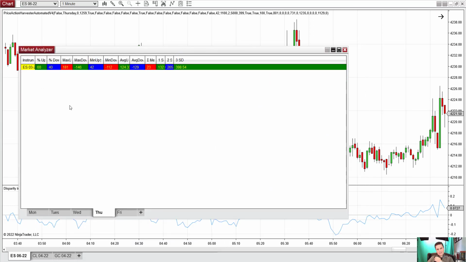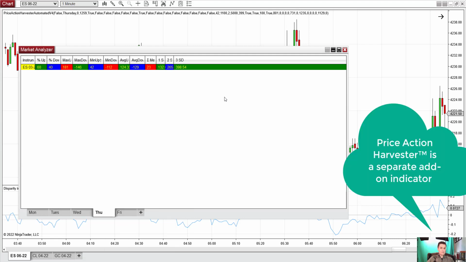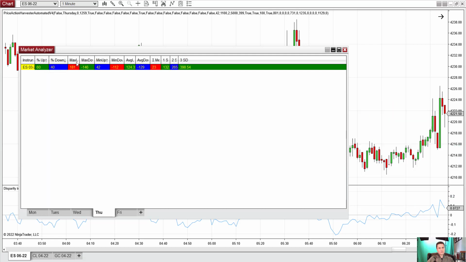This is Market Analyzer in NinjaTrader 8. In Market Analyzer, I have an indicator that's also called Price Action Harvester that essentially breaks things down statistically for me. Okay, and I'm going to show you how this works. So this helps me a lot, but you don't need it. Do I recommend it to anybody who is serious about trading? Absolutely. If you're an occasional trader, you may or may not need it.